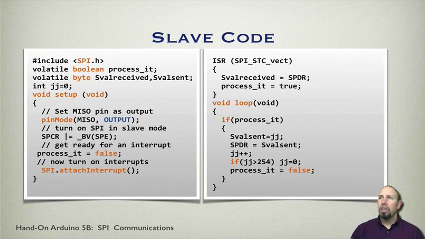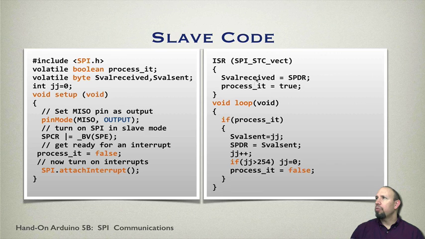The slave code is similar to what we had before. Again, we set MISO to be an output. We set SPE in our SPI control register. We do the process it thing again. We set that to be false, and then we attach our interrupts. So that's pretty much the same setup routine as we had before.